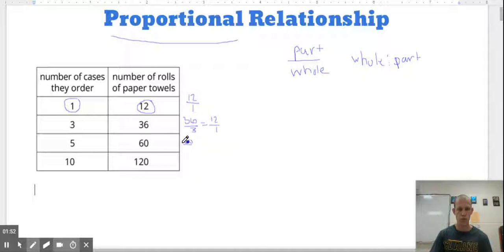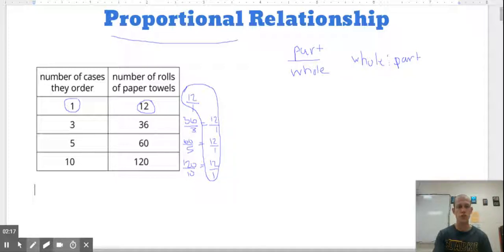Then I'm going to do 60 divided by 5. Notice I'm always doing the right divided by the left. When I do that and divide 60 by 5 and 5 by 5, I still get out 12 over 1. And if I do 120 over 10, that will also simplify to the fraction 12 over 1. The fraction is always 12 over 1, so this is a proportional relationship.